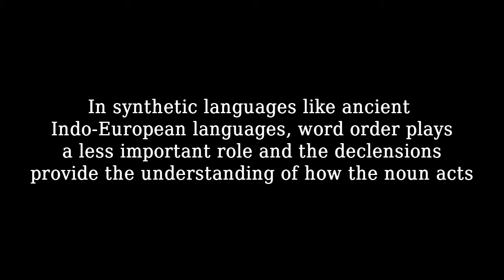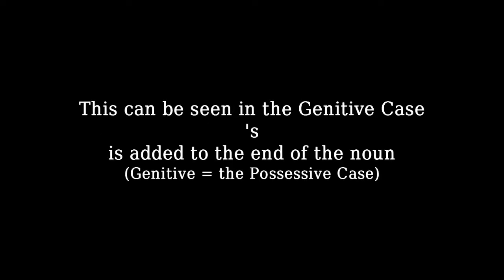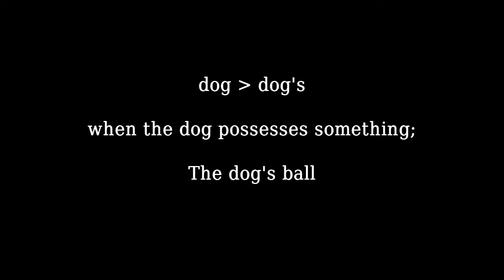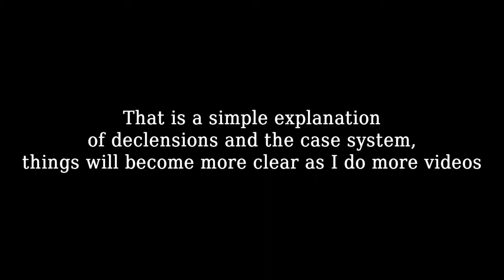Although in modern English we do have leftovers of the declensions. You can see this particularly in the genitive case or the possessive case, and that's when you add an S to the end of the noun. So you take the noun dog, and if you want the dog to possess something, you add S, so it's dog's, like the dog's ball. So that's just a brief summary of what a declension is.